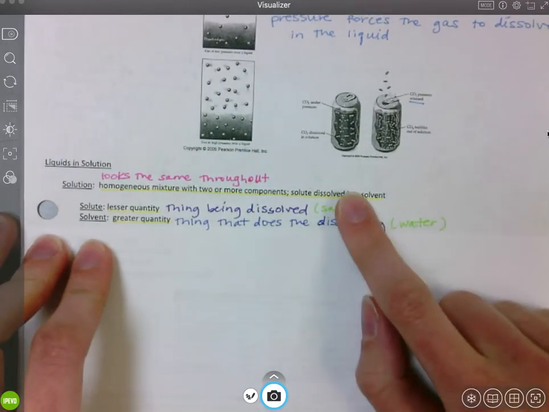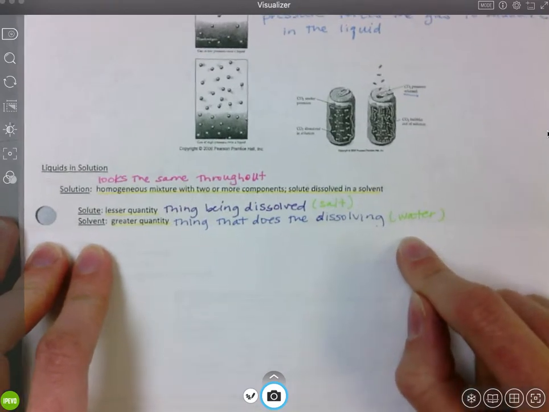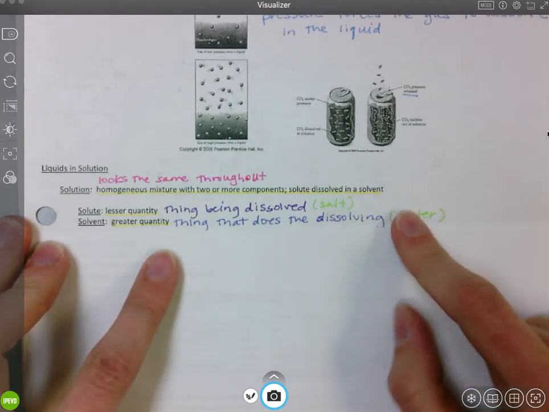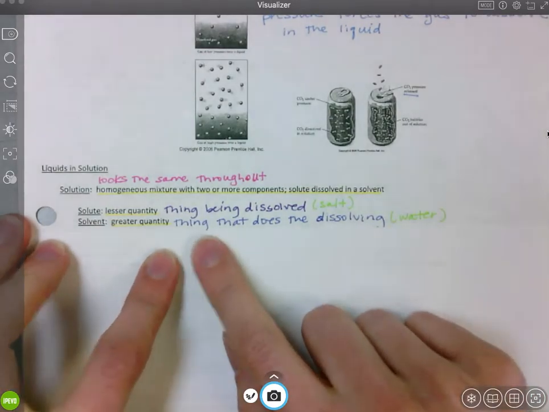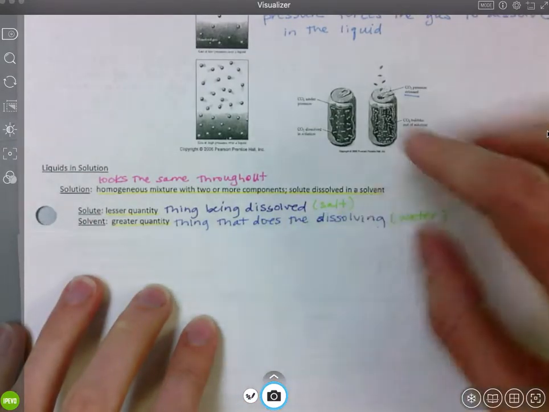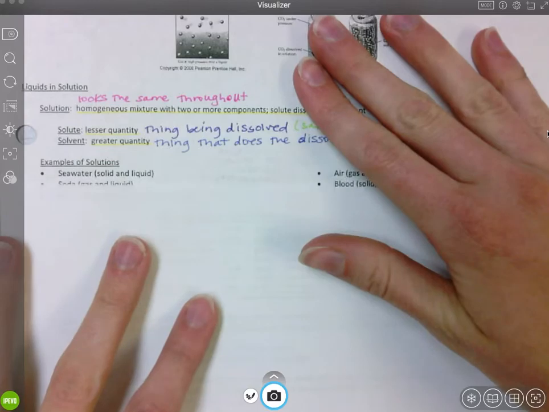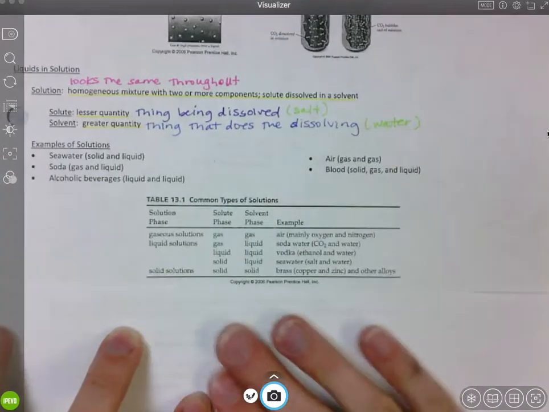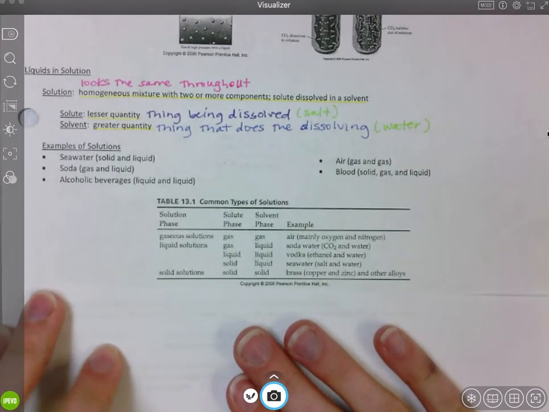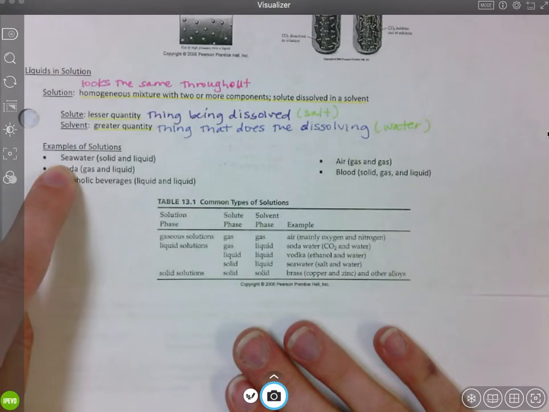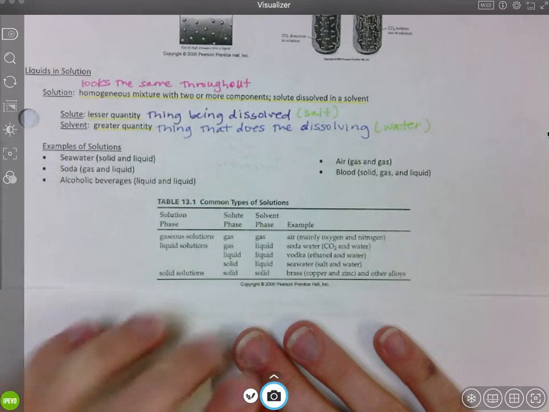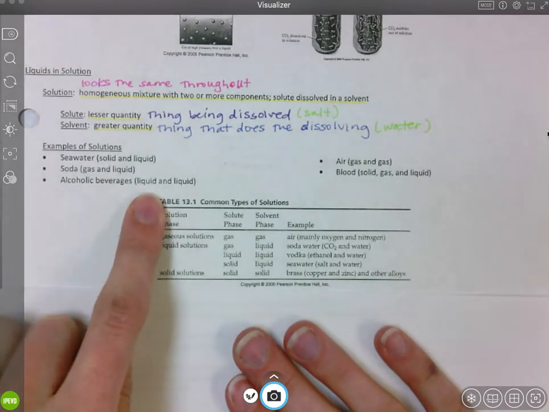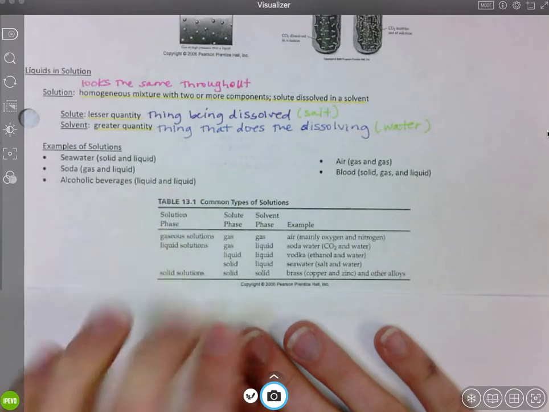This salt and water, that's a solid liquid solution. So this doesn't really apply to our liquid-liquid solutions. So we'll think about it as lesser and greater quantity with our liquids, especially. Here in our bullet points and in our table, we get a lot of examples of solutions. So the solid liquids, seawater that we were just talking about, is a type of solution. Seawater looks the same. Soda, gas in a liquid, looks the same. Alcoholic beverages, liquid, so alcohol, water.